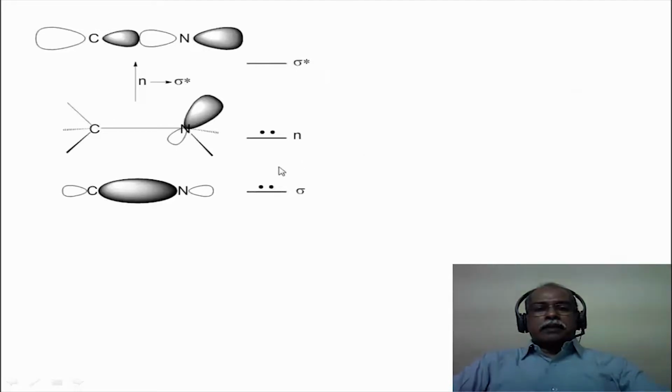This is a diagrammatic representation of the n to sigma star transition. This is the CN bond, which is a sigma bond with 2 electrons. The nitrogen also has a lone pair of electrons, which is represented by the non-bonded level. In other words, the lone pair of electrons, the non-bonded electrons, can be excited to the sigma star level. Typically, in the case of primary amines, which are saturated amines, or saturated ethers, the lone pair of electrons from the heteroatom can be pushed into the sigma star orbital, and this would correspond to the n to sigma star electronic transition of the molecule.